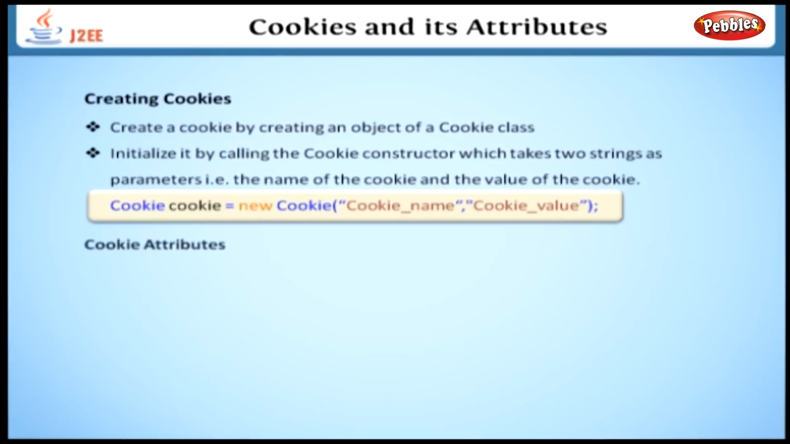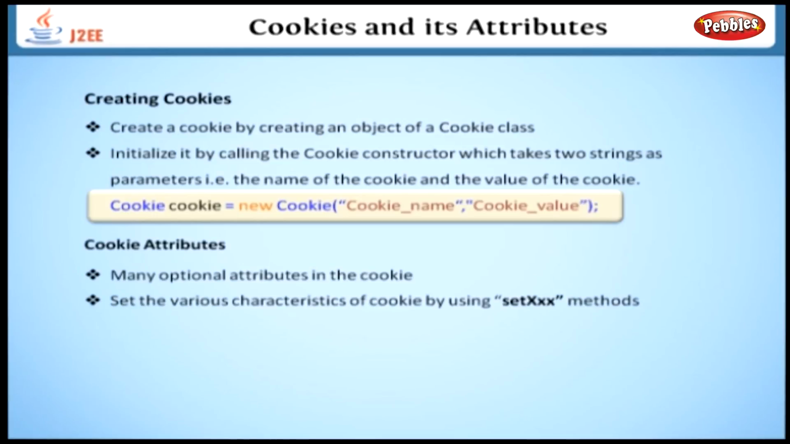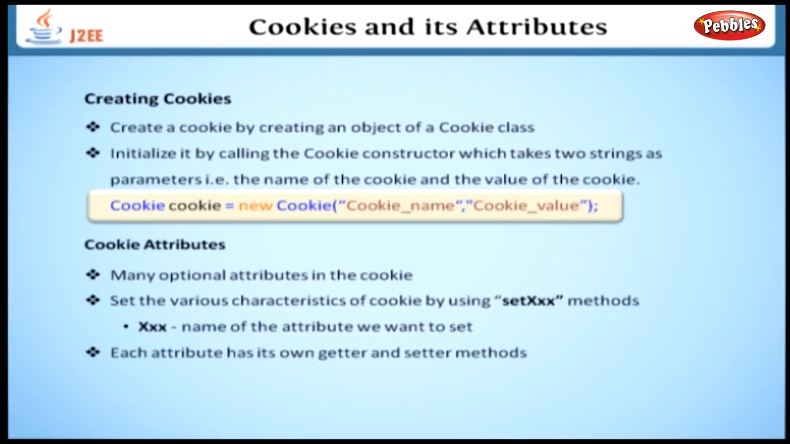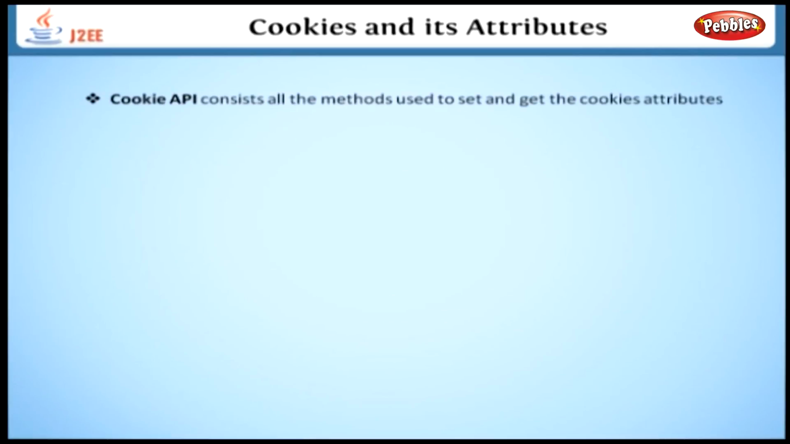Next, cookie attributes. Apart from giving the name and value for a cookie, there are many optional attributes in the cookie. We can set the various characteristics of the cookie by using set_XXX methods, where XXX is the name of the attribute we want to set. Each attribute has its own getter and setter methods, so each set_XXX method has a corresponding getXXX method to retrieve the attribute value. The Servlet Cookie API consists of all the methods used to set and get the cookie attributes. Let us discuss some of the attributes and its methods.